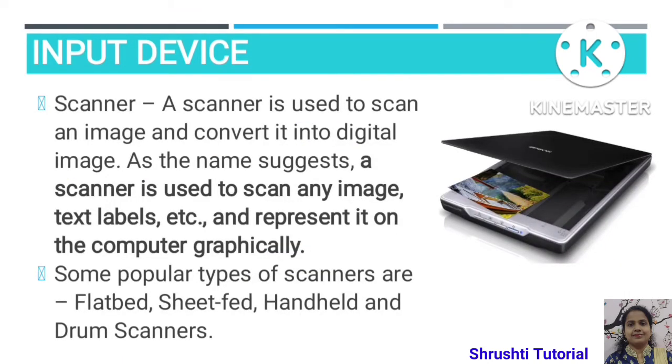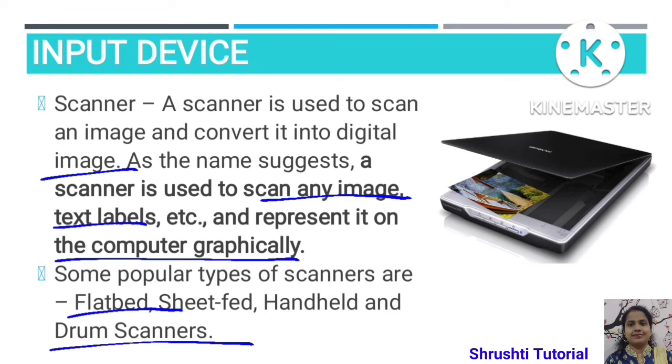Scanner. A scanner is used to scan an image and convert it into a digital image. As the name suggests, a scanner is used to scan any image, text, labels, etc. and represents it on the computer graphically. Some popular types of scanners are flatbed, sheet-fed, handheld, and drum scanners. These are some examples of scanners.